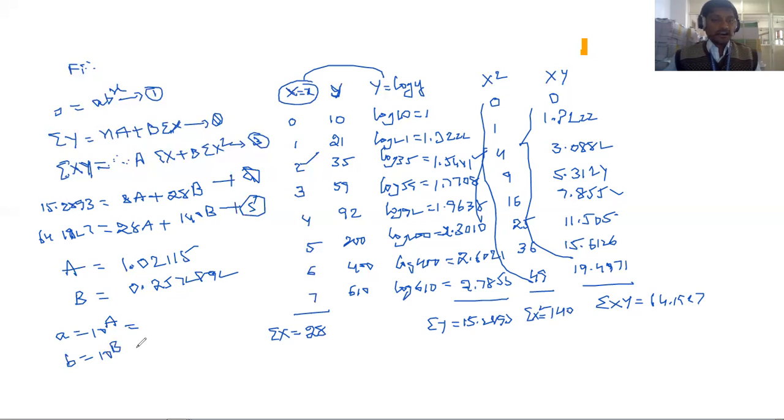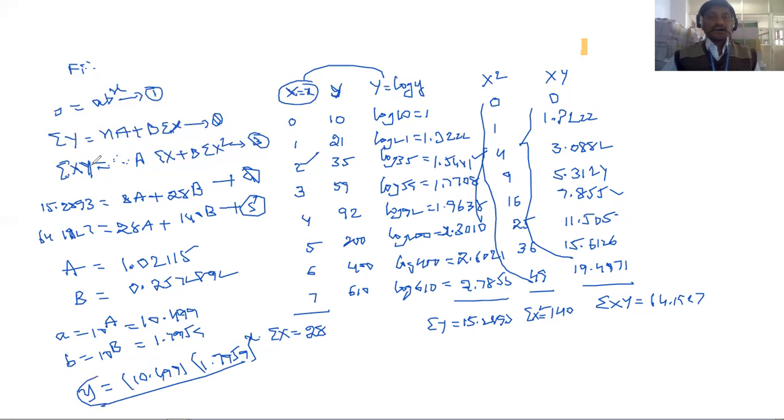So 10 power A, 10 power B we need to calculate. By calculating those values we'll get 10.499, which is approximately 10.5, and next 1.7959. Therefore, the required curve is y is equal to a b power x. You can substitute the values here: 10.499 and 1.7959, whole power x. So this is the required curve of best fit.